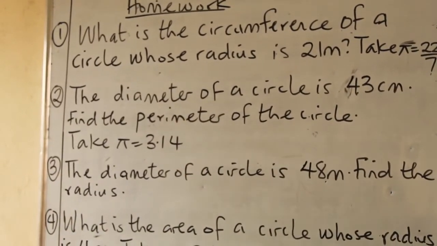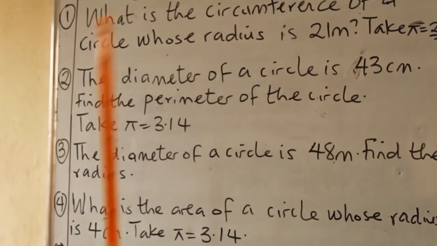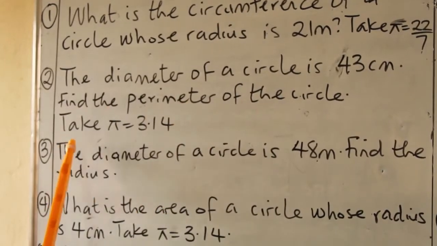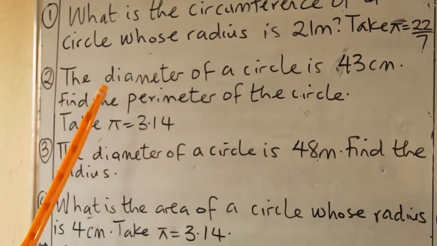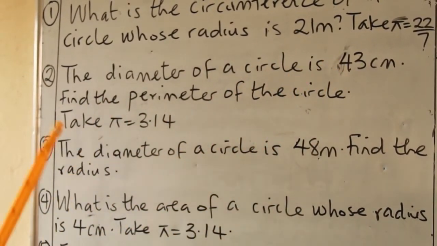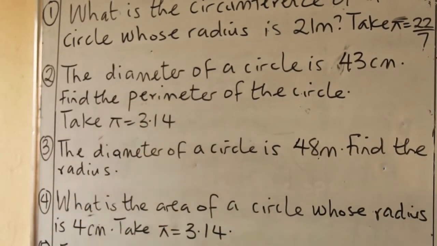Question number 2. The diameter of a circle is 43 centimeters. Find the perimeter of the circle. Take pi equal to 3.14.